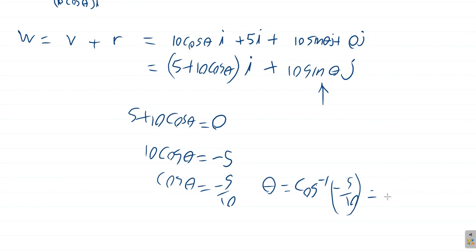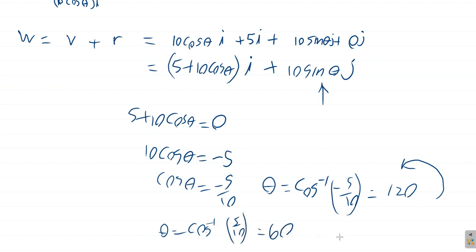So this would be 120 from this direction. Or if you use theta equal cos inverse of 0.5, or of 5 over 10, it would be 60, meaning from this direction. In any case, it's the absolute same direction that you would have tilted the boat, right? That is what it is saying.